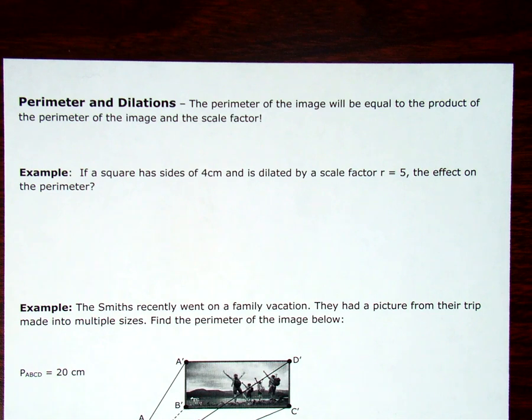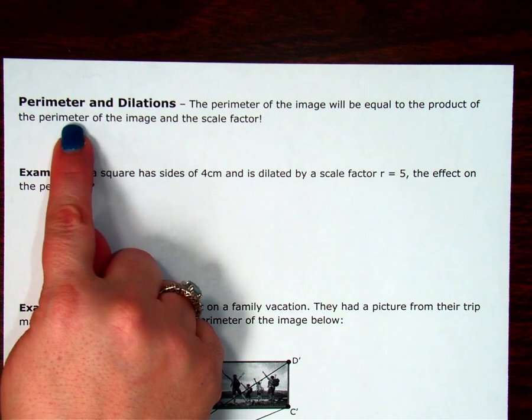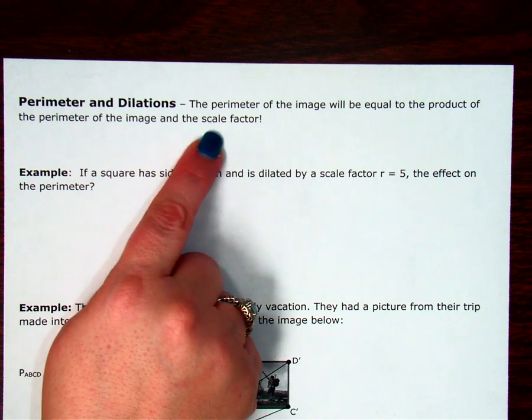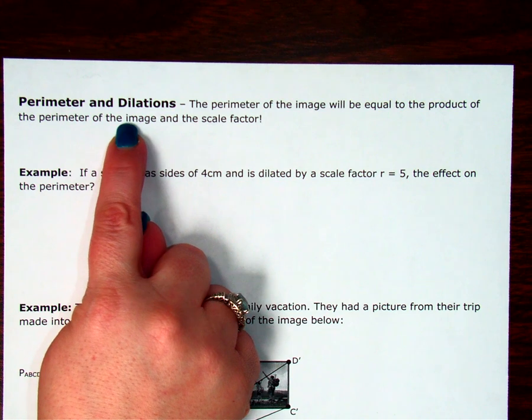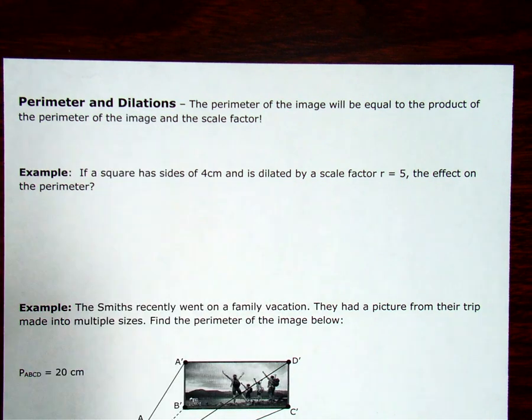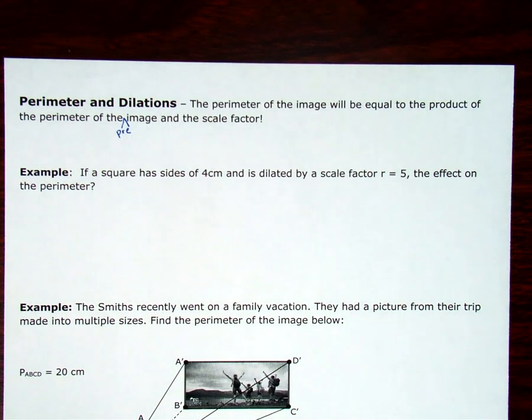All right, welcome back. In this video, we're going to look at the effect of dilations on perimeter. So when we do a dilation, the perimeter of the image will be equal to the product of the perimeter of the image and the scale factor. Okay, and actually I think we're missing something right here. It should be the perimeter of the pre-image and the scale factor. So let's add that in, the perimeter of the pre-image. So we'll be multiplying the perimeter of the pre-image by the scale factor, and that will give us our new perimeter.